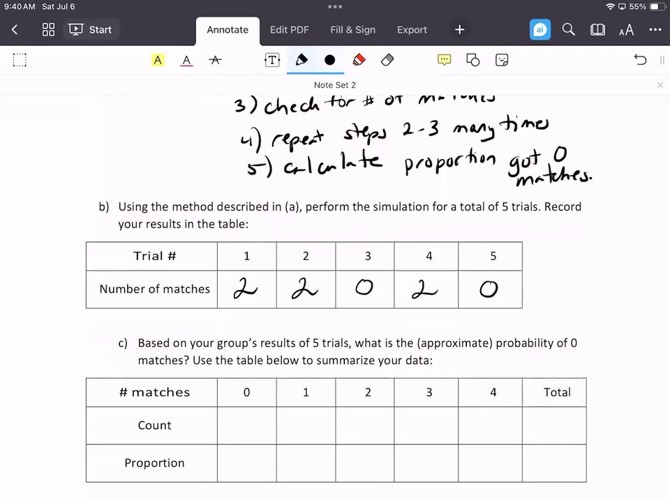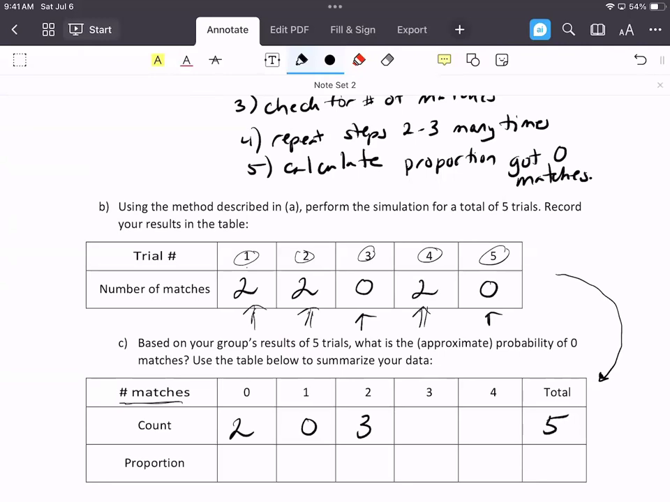Use the table below to summarize your data. So I'm taking this data and I'm going to summarize based on what I found. You're going to notice that this is trial 1, 2, 3, 4, 5. So we only did 5 trials. Here, this is number of matches. So how many times did we get 0 matches? And hopefully you're like, oh, that's 2. How many times did we get 1 match? Well, that never happened. How many times did we get 2 matches? Oh, that happened a total of 3 times.